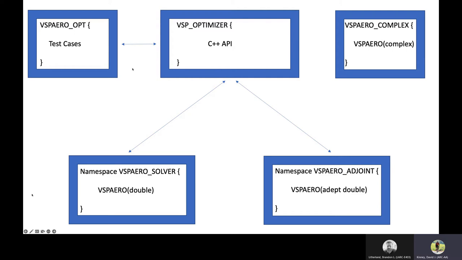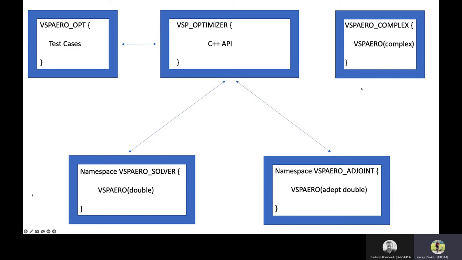And then as part of the release package, there's a simple little piece of code called VSPAERO opt. That's essentially an example of using the VSP optimizer API. It has on the order of, I think, a half dozen test cases now, and it runs different test cases, like a steady state wing, where it calculates the solution and gradients, and a rotor case where it does an unsteady rotor calculation and then calculates the gradients for that.